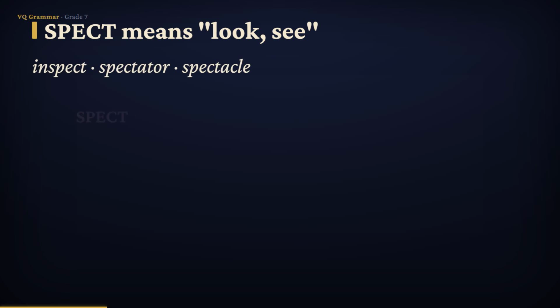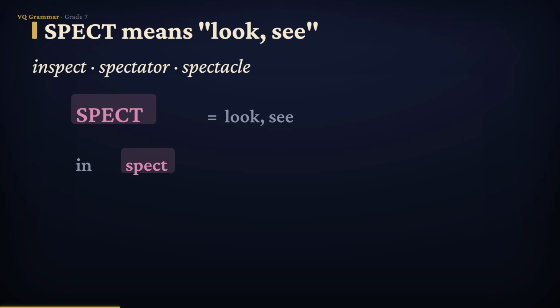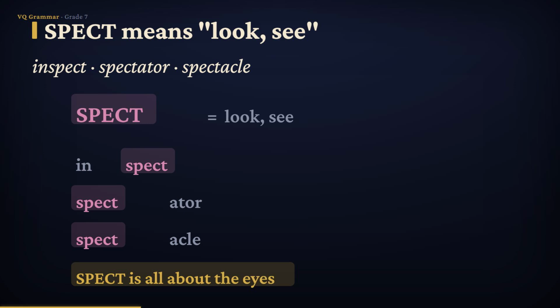Our next root is S-P-E-C-T, SPECT, and it means to look or to see. It shows up everywhere you use your eyes. When you inspect something, you look at it closely. A spectator is a person who watches, who looks on, and a spectacle is a big, dramatic sight, something really worth seeing. Notice that SPECT sitting inside each one. Every time it appears, the eyes are involved. SPECT is all about looking and seeing.